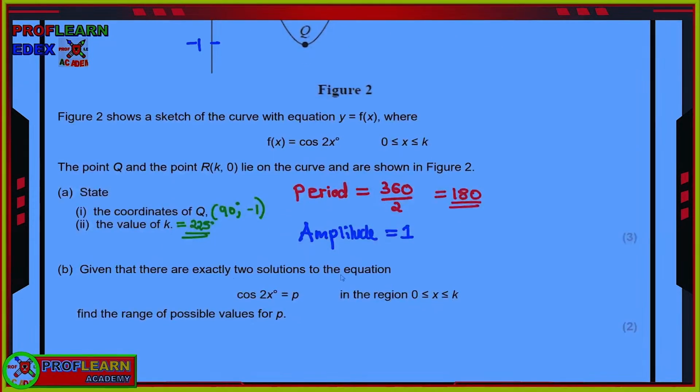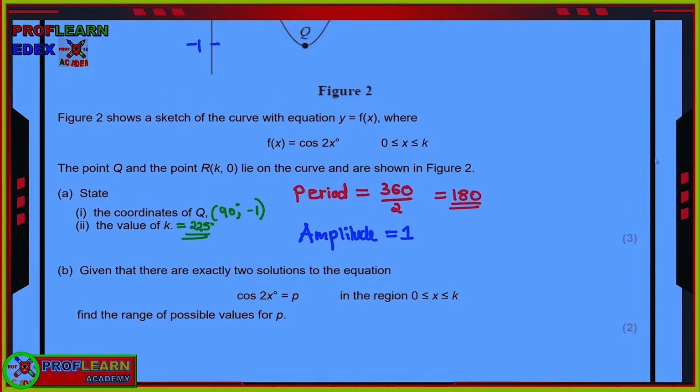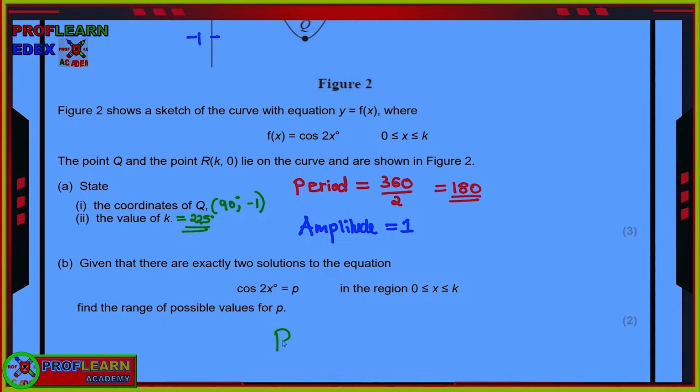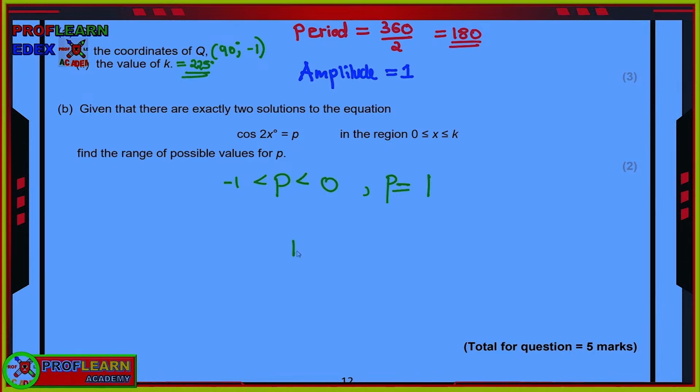Now the next part: you are told that given there are exactly two solutions of the equation cos 2x equals p, we are supposed to find the range of possible values of p. The question was having 2 marks here, and we're going to write the range of values of p to be that.